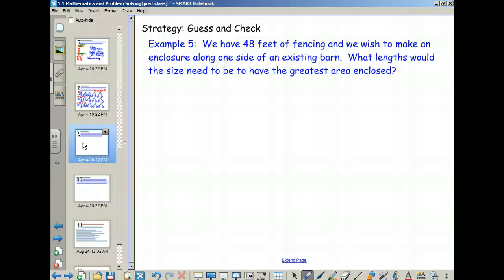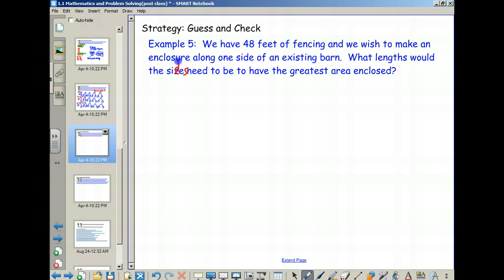So I want to show you that there's actually 3 things that are going to go on in this particular problem. I'm going to use guessing and checking. I'm also going to make a diagram, and I'm going to draw a table. It's a lot to do one problem, but it shows a lot of information. So let's take a look at the question. We have 48 feet of fencing, and we wish to make an enclosure along the side of an existing barn. What length would the sides need to be to have the greatest area enclosed?